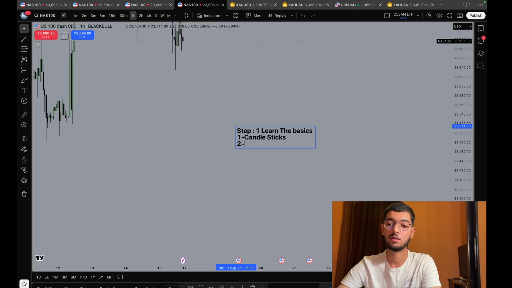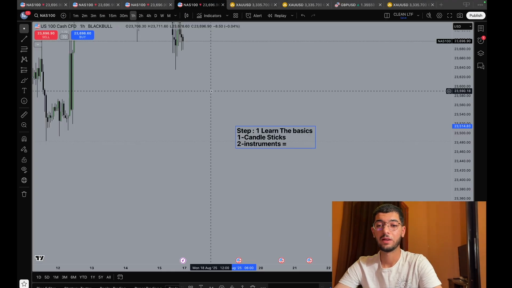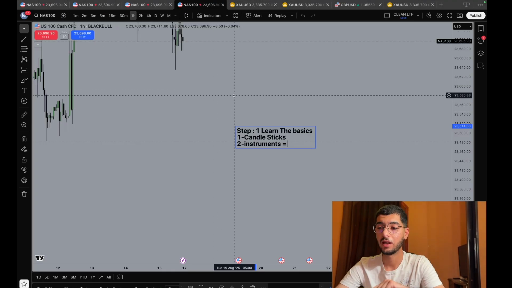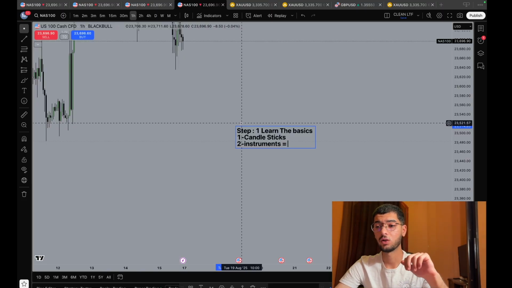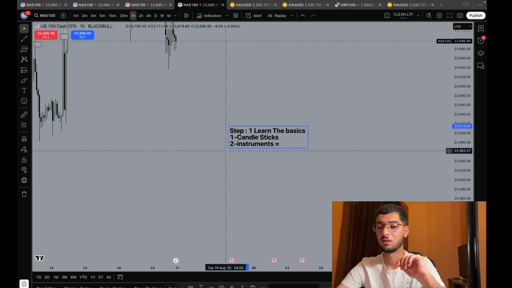Second thing that is very important is you have to understand the multiple instruments in the market, the tradable instruments. So we got the Nasdaq, for example, SPX 500, and Dow Jones. Those are indexes. For example, the Nasdaq 100 is the biggest 100 companies in the US, so it represents the US economy. Same thing goes for SPX, but in the SPX there's 500 companies, and in the Dow Jones there's 30 companies that represent the Dow Jones.